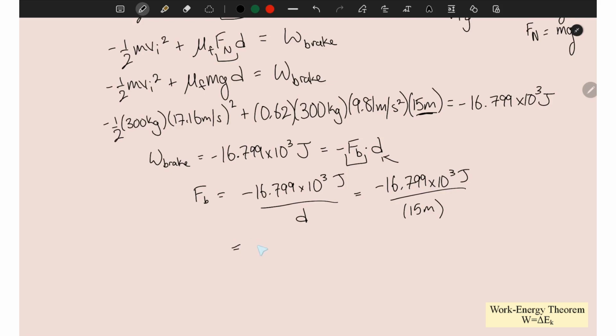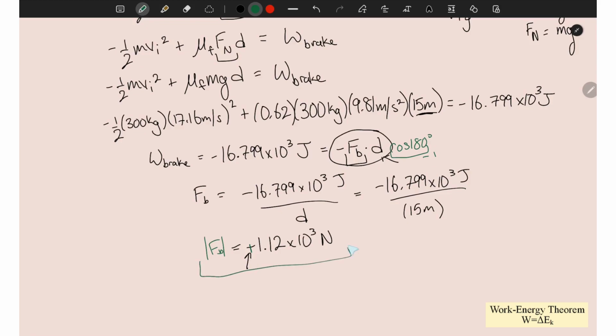So if we plug in these numbers, we see we get negative 1.12 times 10 to the 3 newtons. Now this negative is telling us really that our force is acting opposite in the direction of motion. So really this is a dot product. And because the force is 180 degrees different from the displacement, it's really cos 180, which is negative 1. So we could say the magnitude of the force is actually positive 1.12 times 10 to the 3 newtons. So this is the braking force.